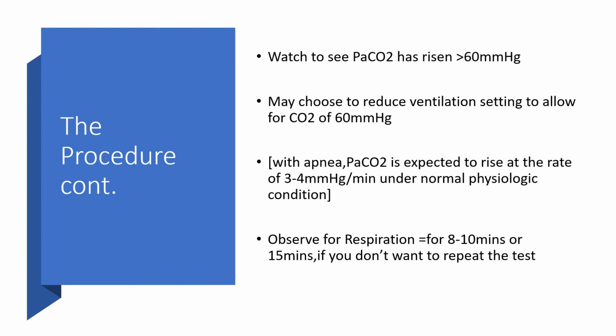Watch to see that CO2 has risen above 60 millimeters of mercury. You may choose to reduce the ventilation setting to allow for CO2 to rise to 60 millimeters of mercury. With apnea, CO2 is expected to rise at the rate of 3 to 4 millimeters of mercury per minute under normal physiological conditions. Then, start observing for respiration. You can observe for 8 to 10 minutes, or 15 minutes if you don't want to repeat the test.